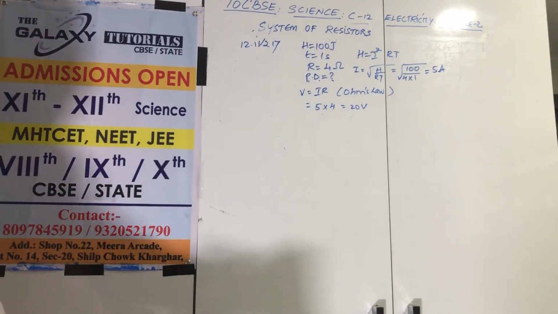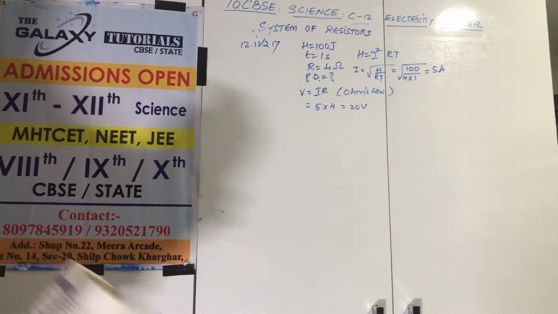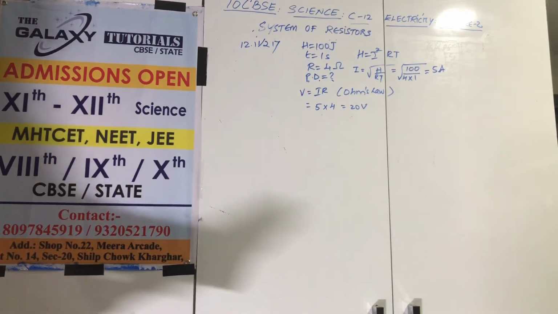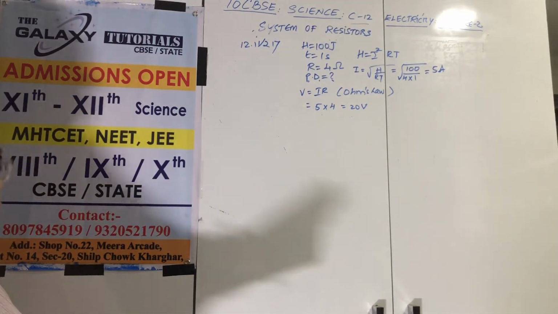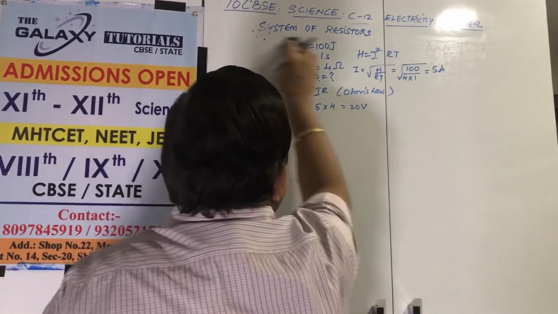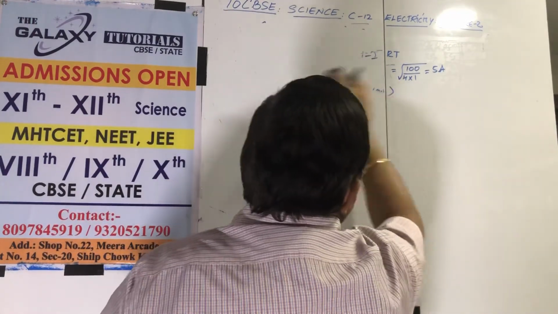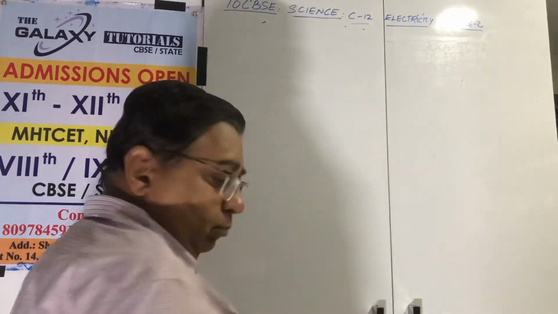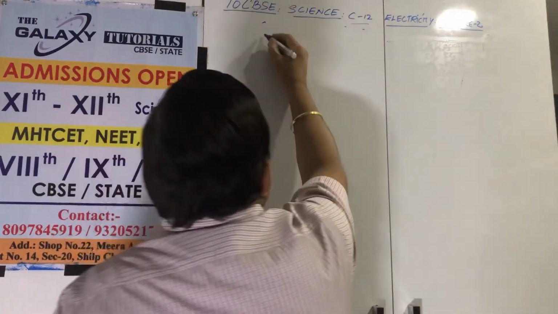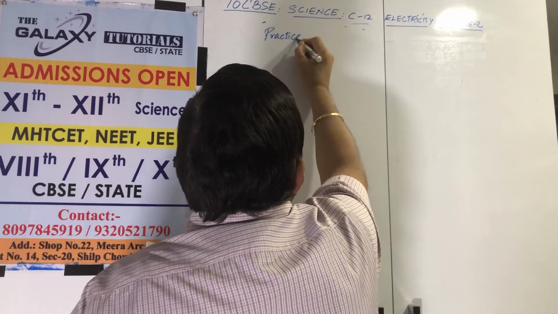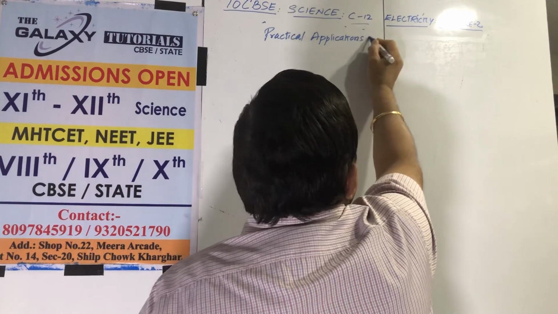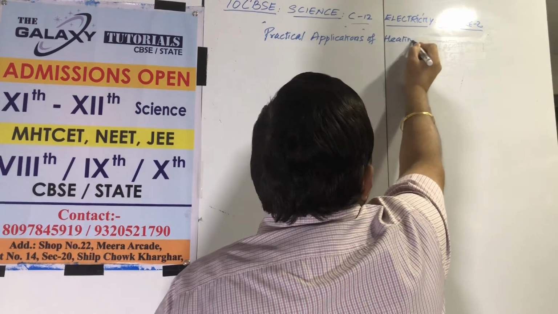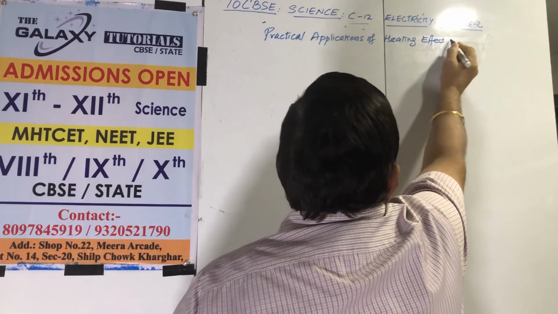Okay, so this is how to do the sums, and this is how to manage. We are coming to the last part, practical applications of heating effect of electric current. First, I will put some points for you also, so that it is easy for you to revise. What are practical applications of heating effect of electric current?